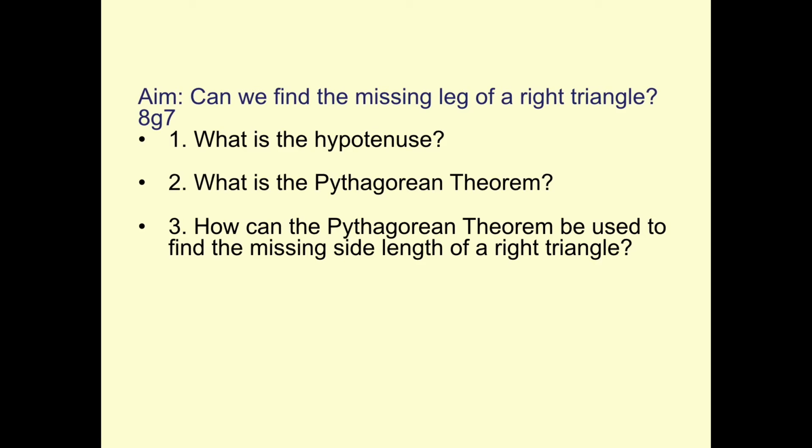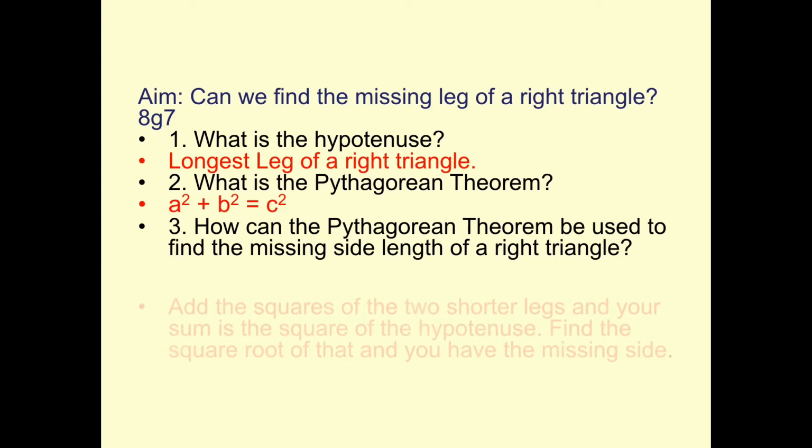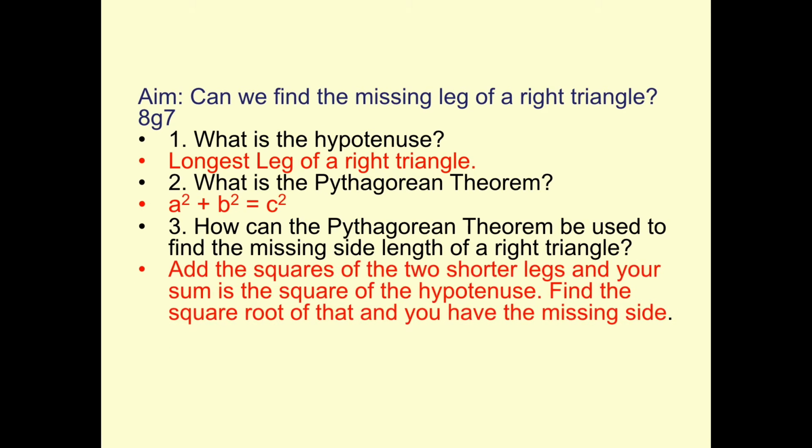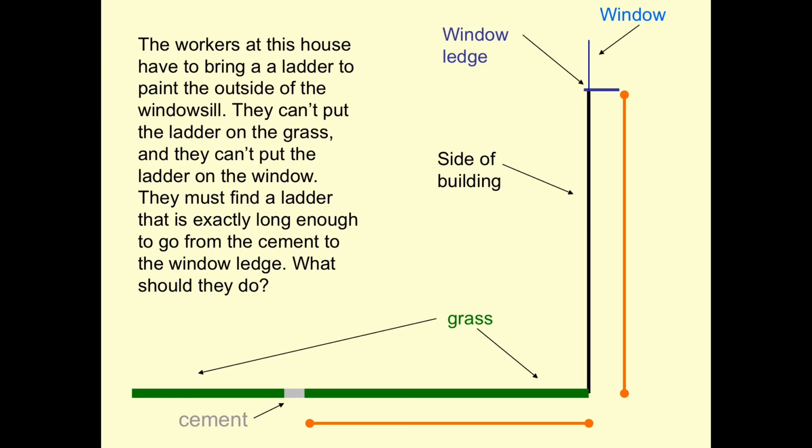First, what is the hypotenuse? Yes, that's right. It's the longest leg of a right triangle. And what is the Pythagorean theorem? Say it correctly. It's not a2 plus b2 equals c2. It's a squared plus b squared equals c squared. And how can the Pythagorean theorem be used to find the missing length of a right triangle? Well, you add the squares of the two shorter legs, and the sum's square root is always going to be the answer to the missing longest leg.